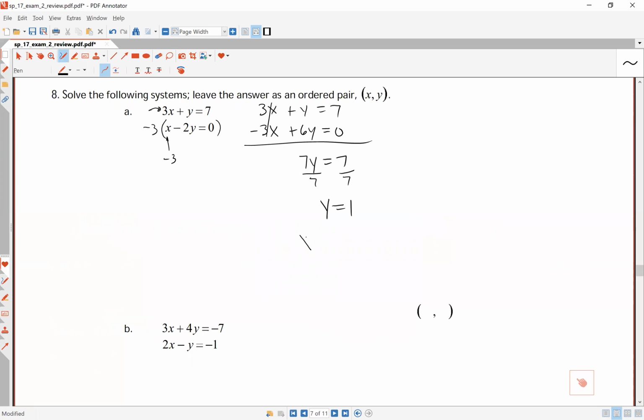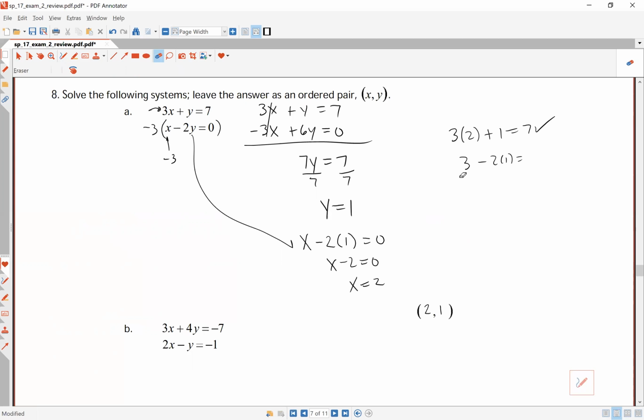Now we substitute it back in, x minus 2 times 1 equals 0, says x minus 2 is 0, or x is equal to 2. So I think the solution is 2, 1, but I'm going to check it back into the first equation. 3 times 2 is 6, plus 1 is 7, and second equation is 3 minus 2 times 1, x equals 2. Y equals 1. So 2 minus 2 times 1 is 0. And so that checks out.